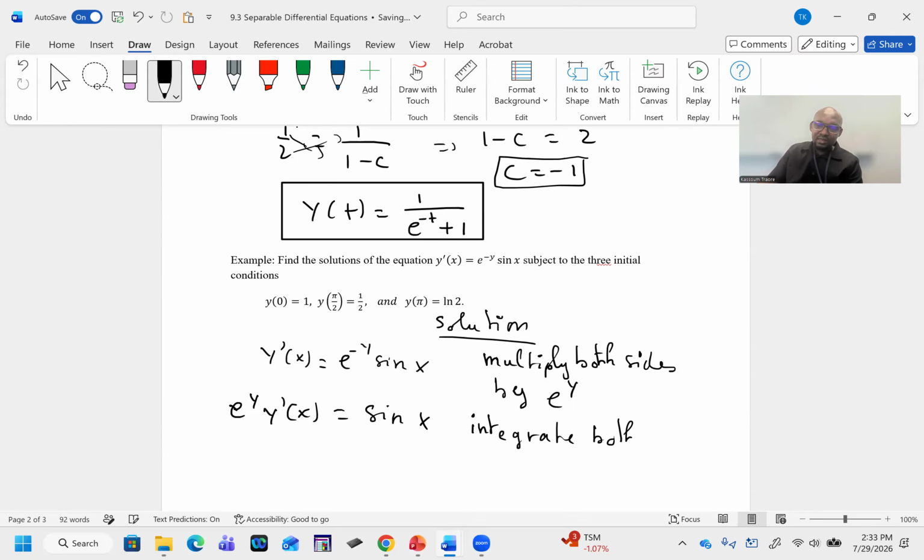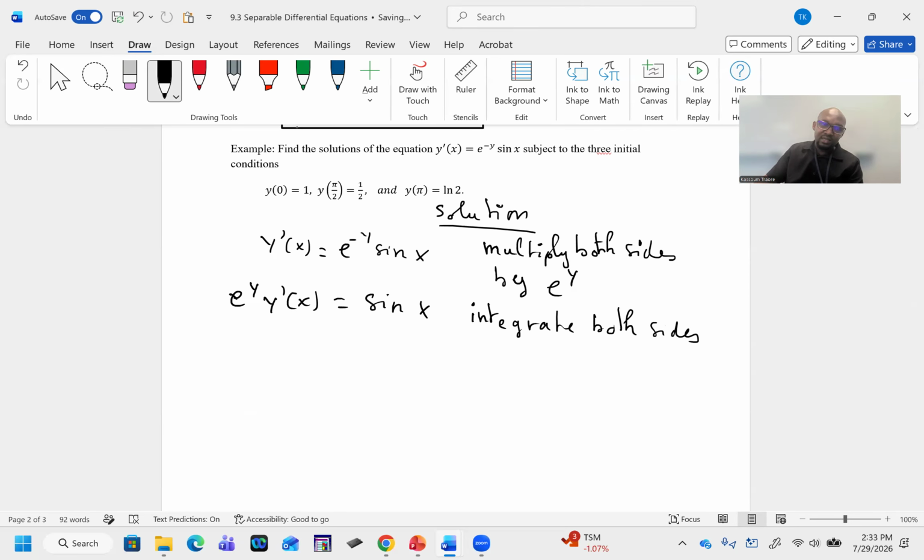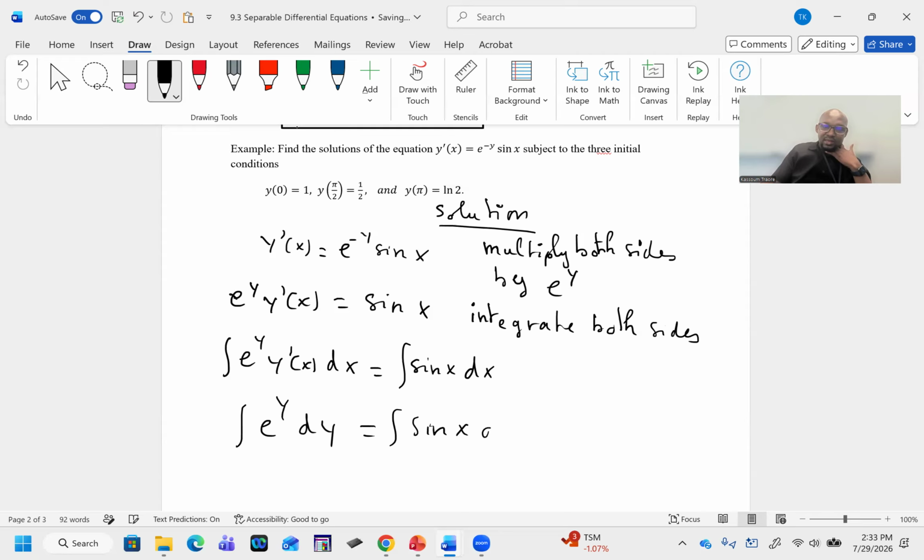Both sides of the equation, that will give us the integral of e to the power of y times y prime of x dx will be equal to the integral of sin x dx. So this is dy, so this is e to the power of y dy is equal to the integral of sin x dx, right? The integral of e to the power of y dy is equal to the integral of sin x dx.